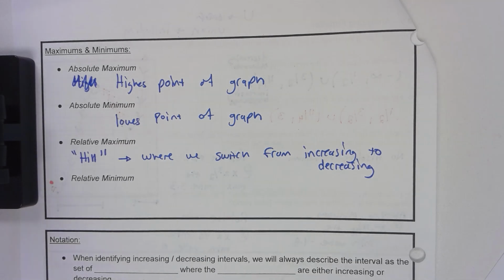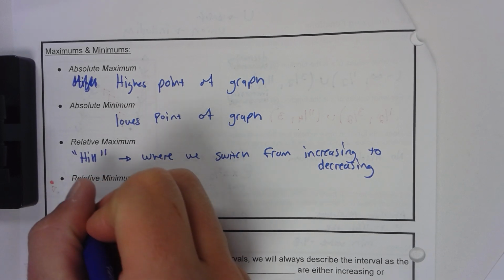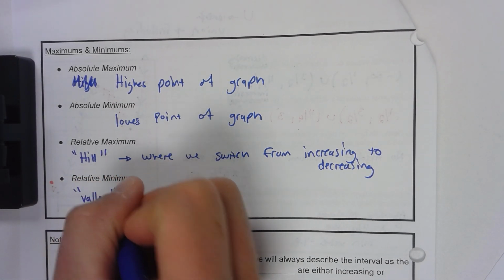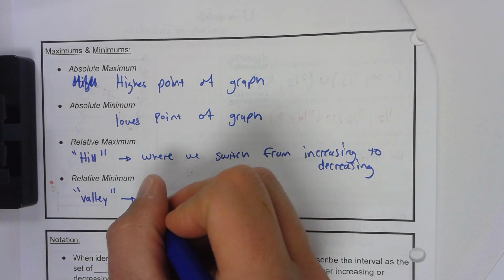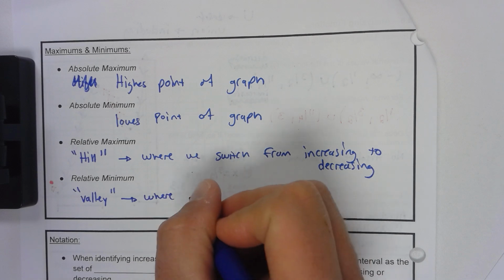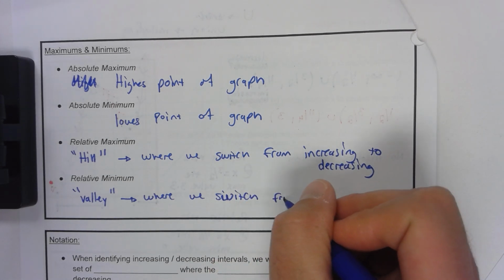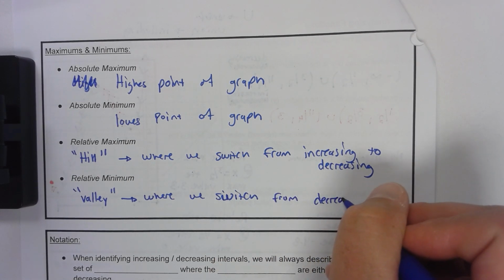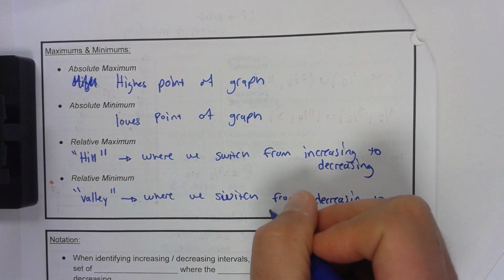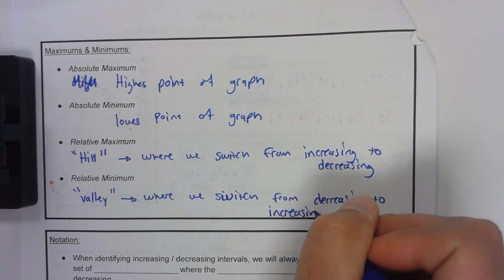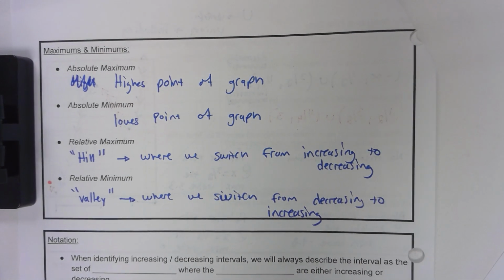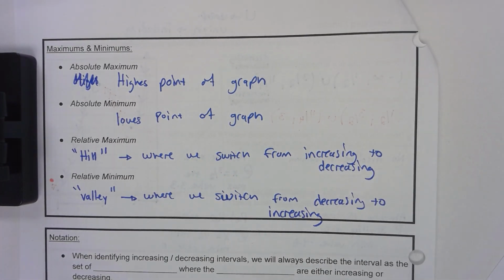And then the relative minimum is going to be just the opposite. So this is a valley. And that valley forms by us switching from decreasing to increasing. And again, if you look at that opener, you'll see that the two valley points we identified are doing exactly that. We're getting to that valley by decreasing, then we hit that valley point, then our function flips and starts to increase.